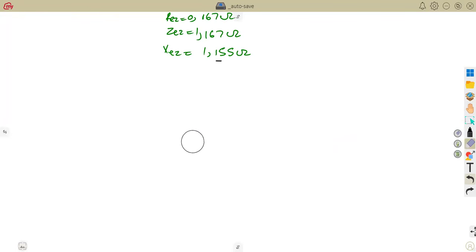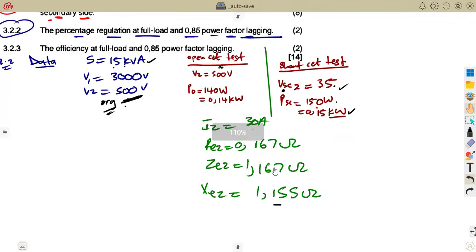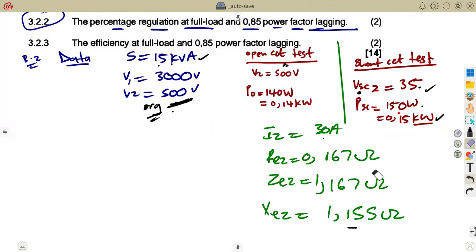For which conditions? All right. So that one was your N5. Like I said before, please do revise your N5 as much as you can. Then the other part was to calculate the efficiency.